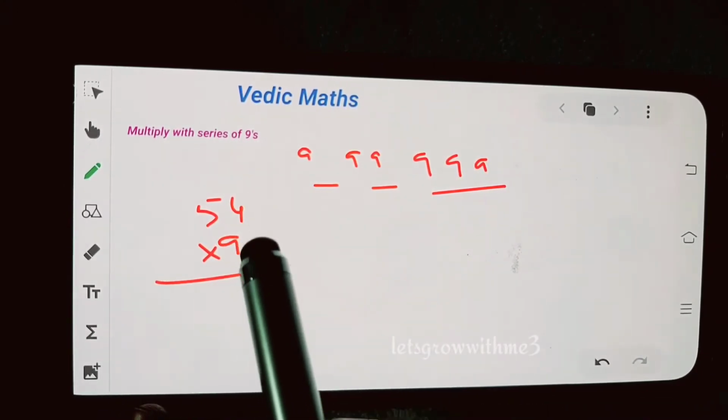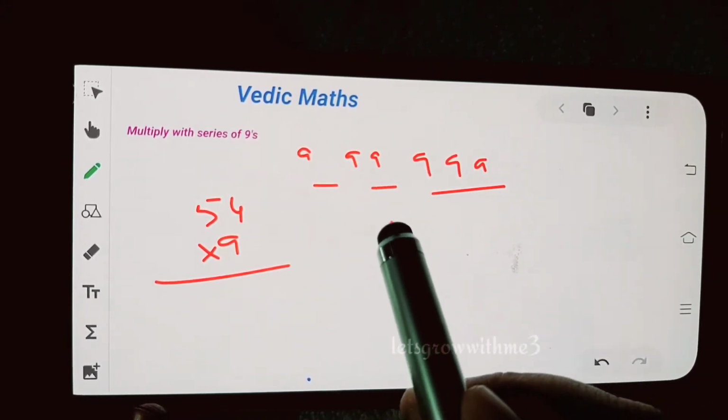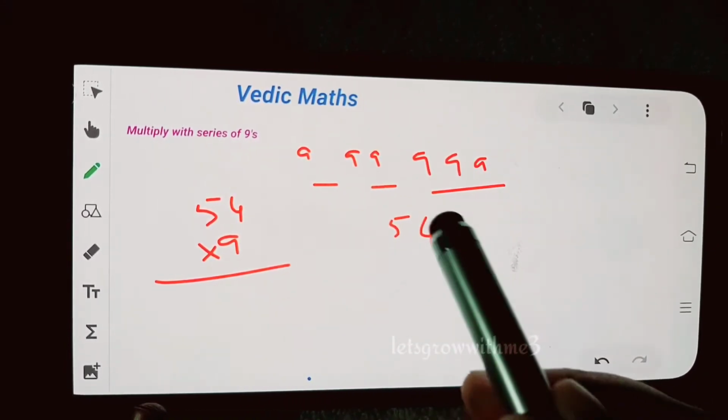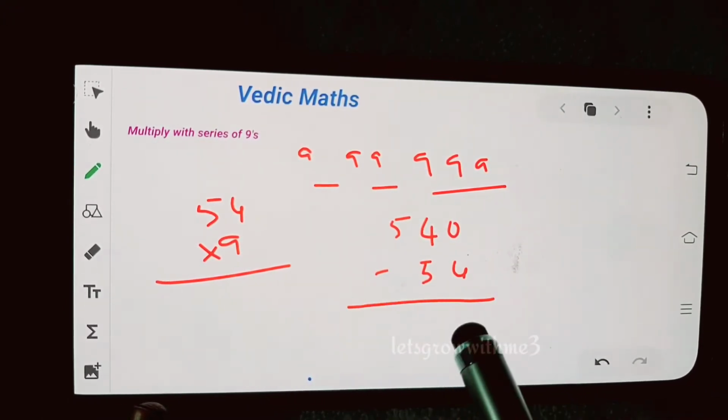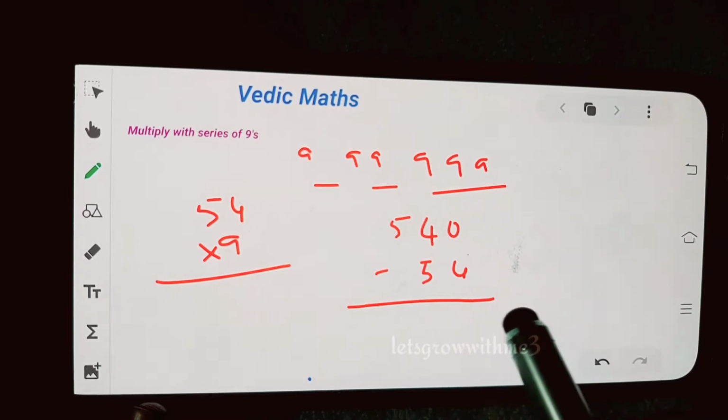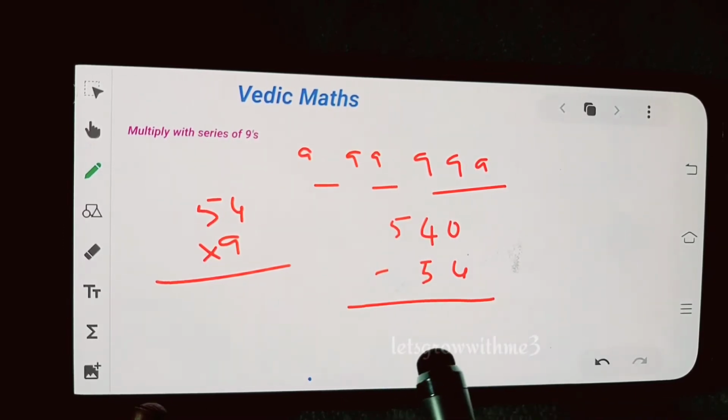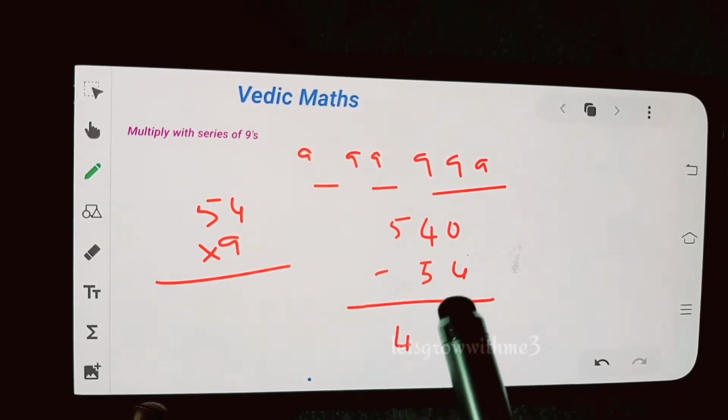So let's start the topic. We'll take one example, 54 times 9. Here actually I won't multiply with the 9. What I will do is multiply this 54 with 10, then subtract 54. Whatever answer I get here is the same answer I would get if I did 54 times 9.